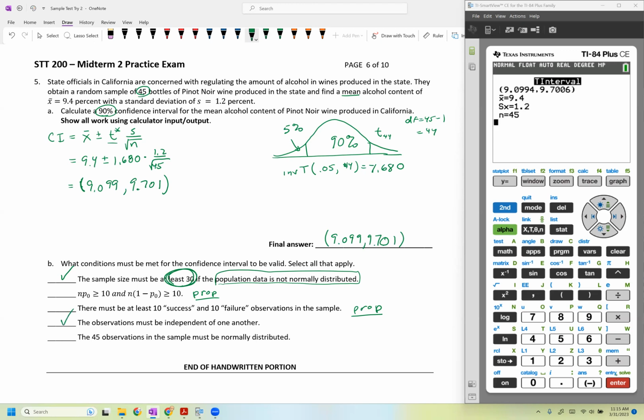Observations need to be independent of each other. And because our sample size is 30 or more, we don't have to make sure that the observations are normally distributed. So those two conditions are the ones that need to be met.